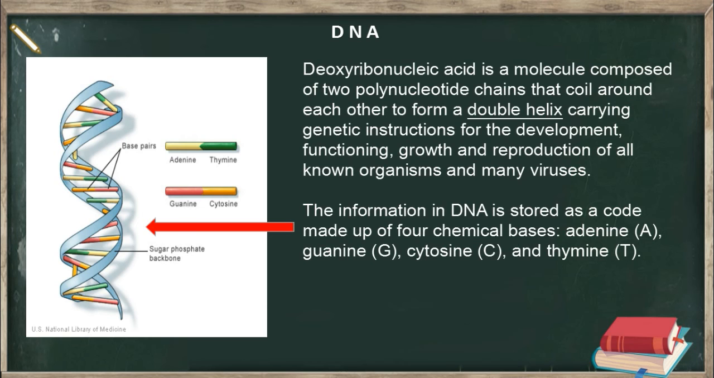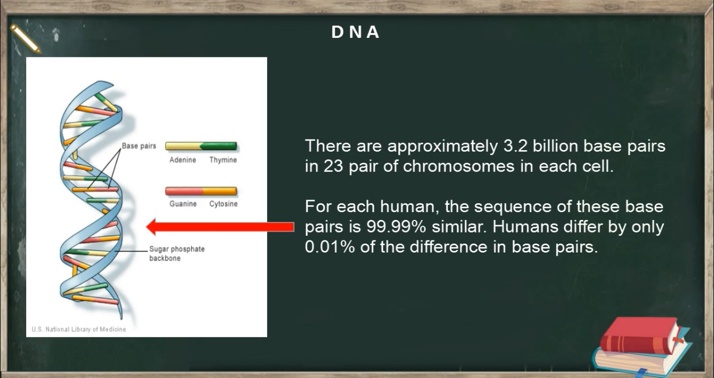The information in DNA is stored as a code made up of 4 chemical bases: adenine, A, guanine, G, cytosine, C, and thymine, T. There are approximately 3.2 billion base pairs in 23 pairs of chromosomes in each cell. For each human, as shown in the diagram, the sequence of these base pairs is 99.99% similar. Humans differ by only 0.01% of the base pairs.